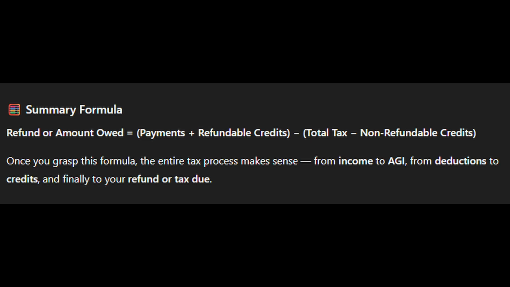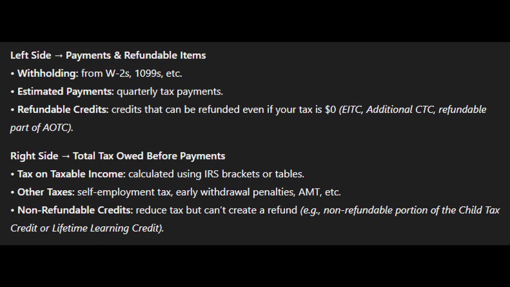Here's a summary formula for all of this. Refund or amount due equals the payments plus refundable credits minus total tax minus non-refundable credits. So if the left side, payments plus refundable credits, is greater, you get a refund. If it's smaller, you owe tax.